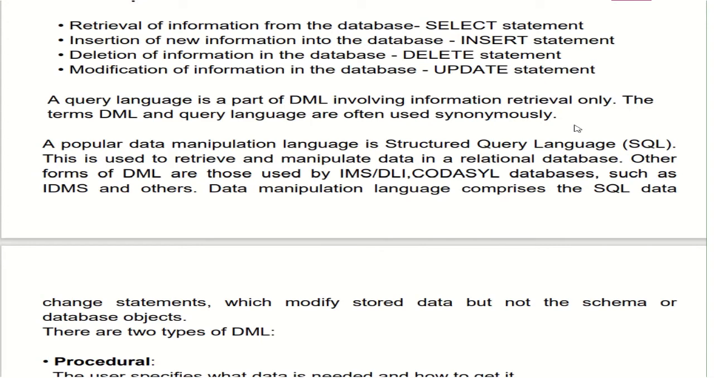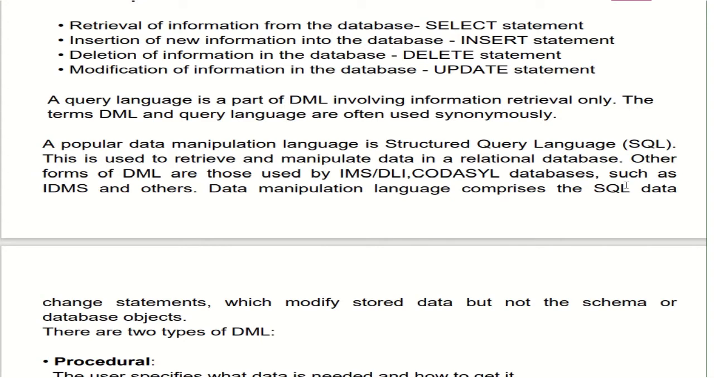Now here, a query language is a part of DML involving information retrieval only. If you want to retrieve any information, then you will use what? Some query. Okay, a popular data manipulation language is what? Structured query language. What is structured query language? This is used to retrieve and manipulate data in a relational database. Now, other forms of DML are those used by IMS, DL/I, CODASYL databases such as IDMS and others. Data manipulation language comprises the SQL data change statement, which modifies stored data but not the schema or database object.